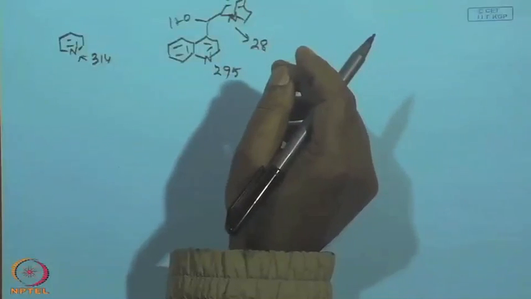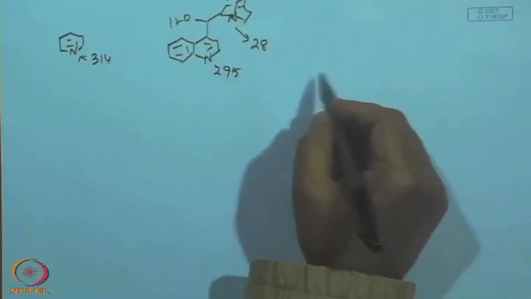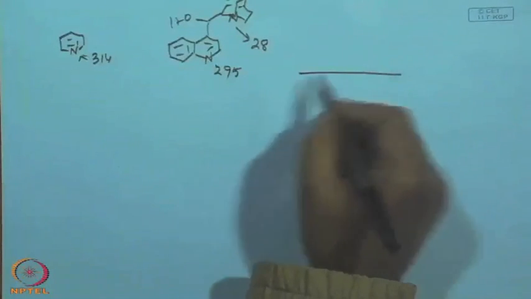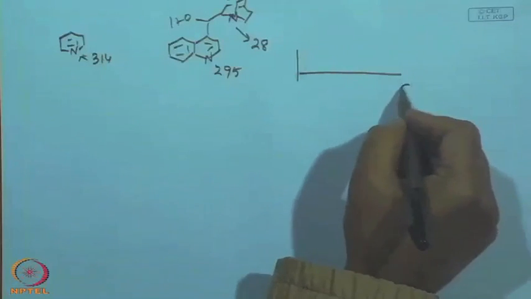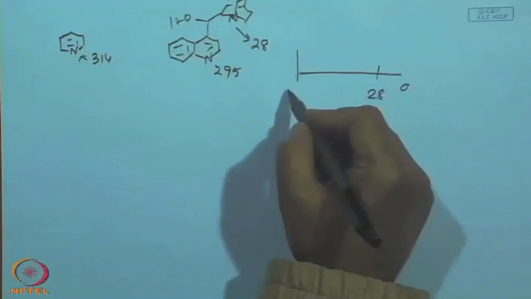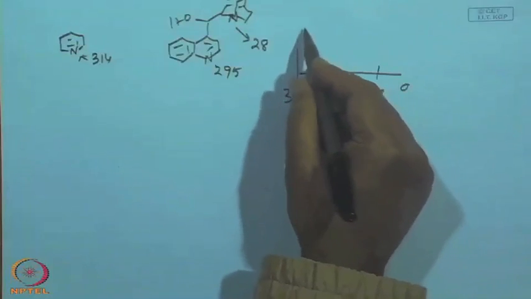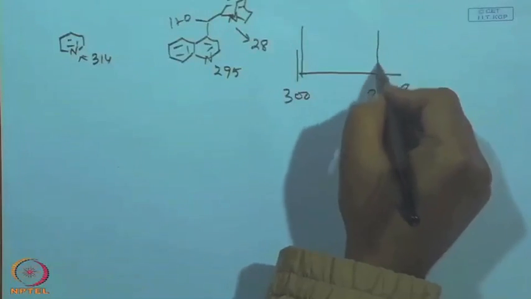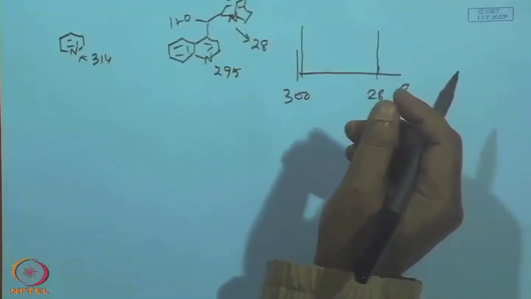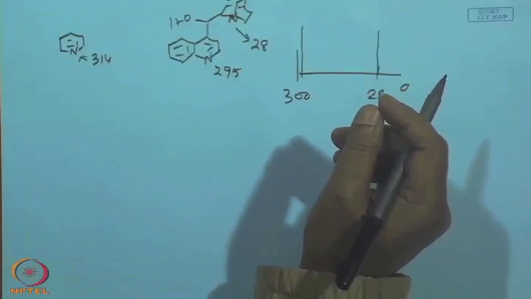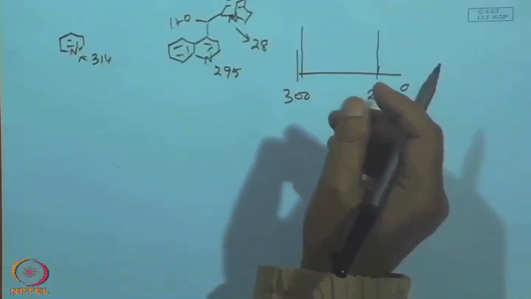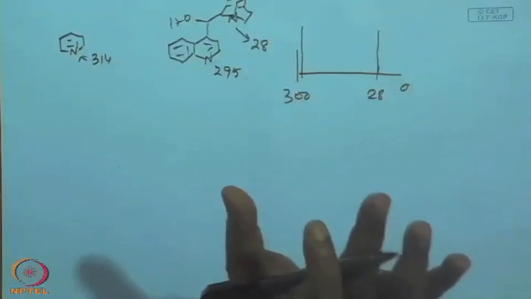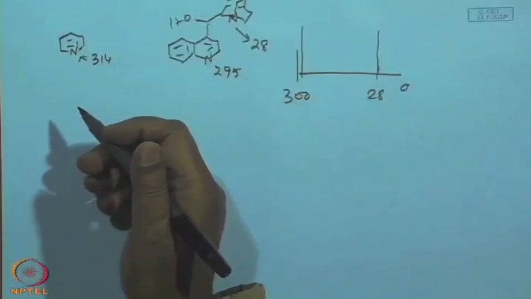So, it is clear. That means, how would this spectrum look like? Just basically, if you begin with 0 here, 28 here, let us say you make it 300. That means that's all, you will have only 2 lines. So simple, very simple. If you have access to nitrogen NMR, you can quickly look at these 2 without any problem.